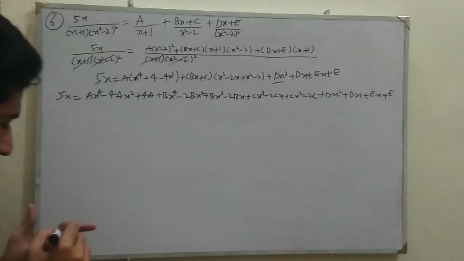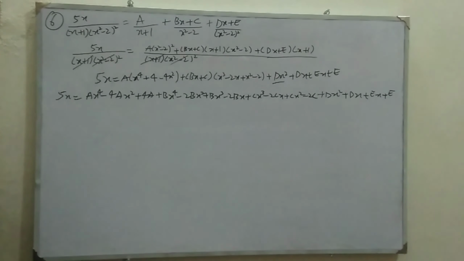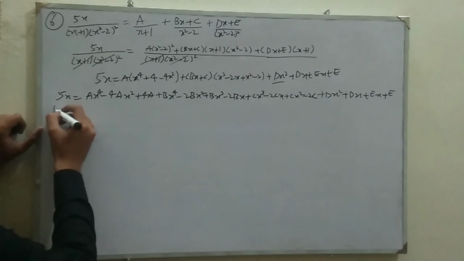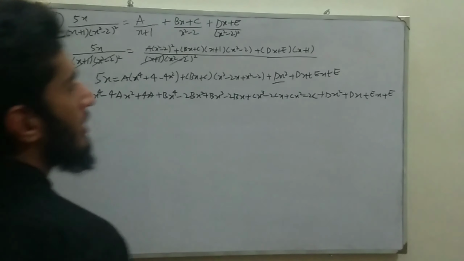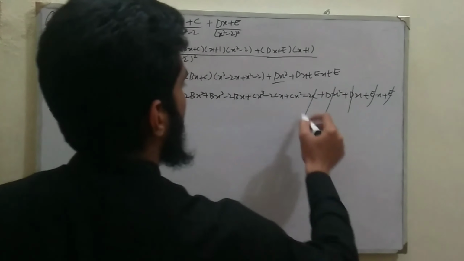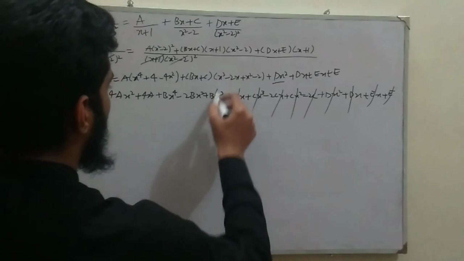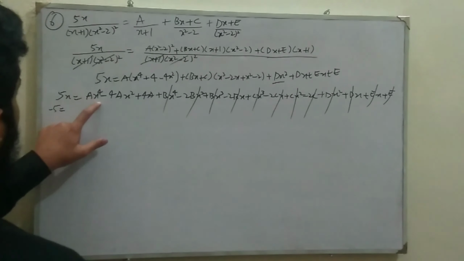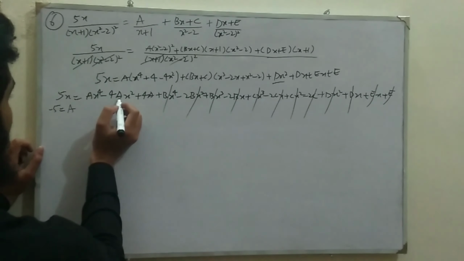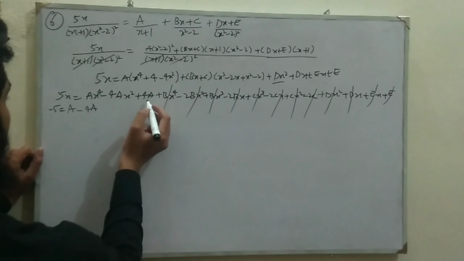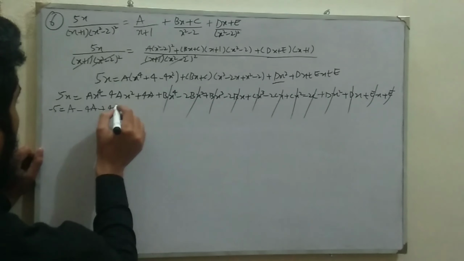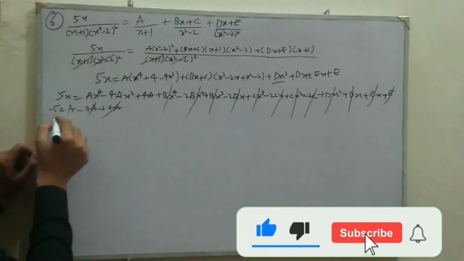And plus E. Now from here, x plus 1 is equal to 0, so the value of x will be equal to minus 1. Put the value of x equal to minus 1 in this equation. So 5 multiplied by x gives us minus 5 is equal to, by putting x equal to minus 1, this whole term will be equal to 0. So we are left with Ax raised to the power 4, which gives us A, minus 4A, and plus 4A, minus 4A, so we are left with A is equal to minus 5.